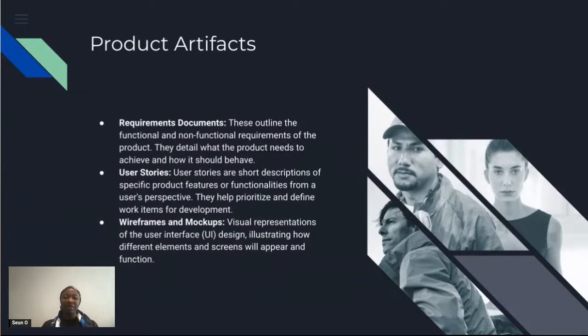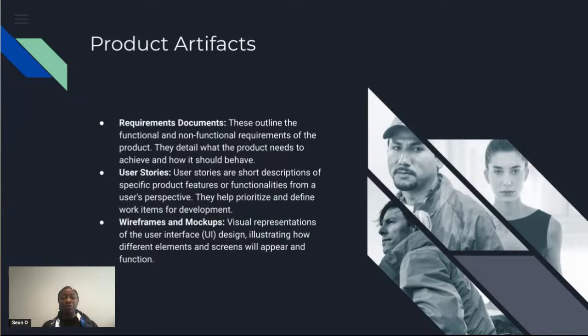So some product artifacts that are very important are the requirements document, which outlines the functional and non-functional requirements of the product. They detail what the product needs to achieve and how it should behave. So your requirements document, you already know you need it as a product manager. This is going to be a guide for you as a product manager, your stakeholders, as well as your engineers. So at the end of the day, if your product is not behaving the way it's supposed to, you're like, nope, that is not the idea for what this was supposed to do.